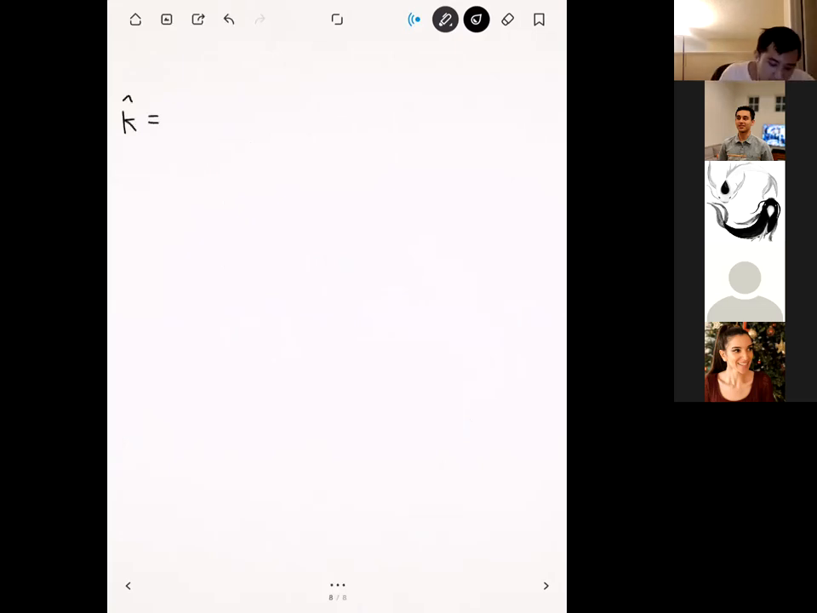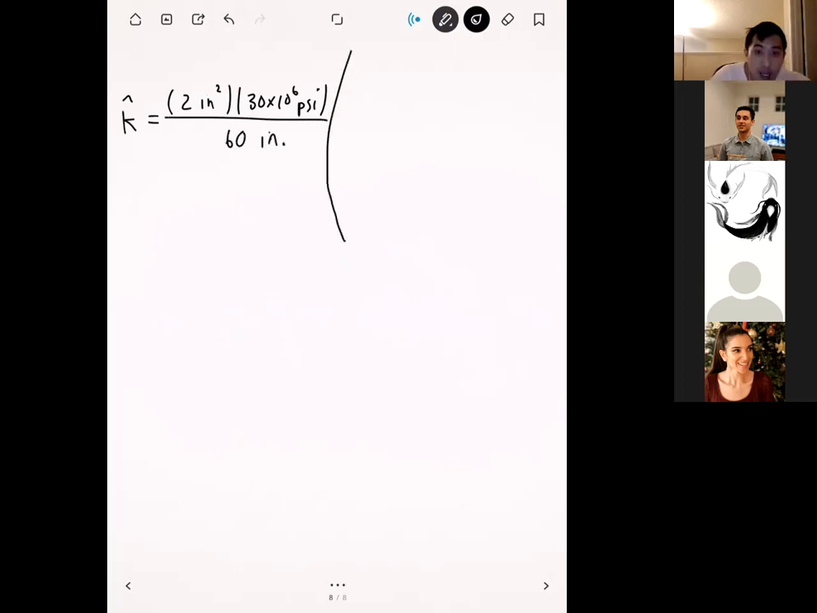And so our k here is going to be AE over L. Remember, our A is 2 inches squared, E is 30 times 10 to the 6 psi, and our L here is 60 inches. And then we have our matrix here.